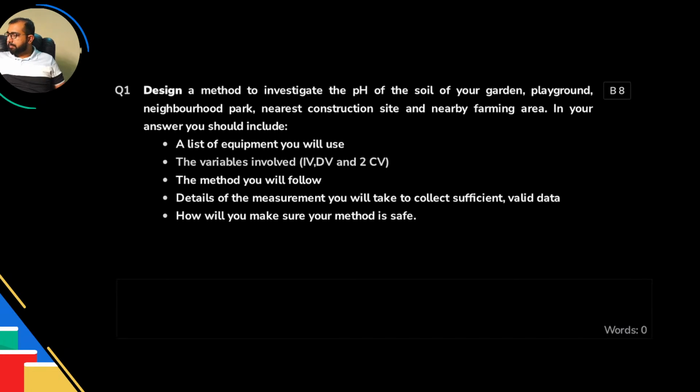Design a method to investigate the pH of soil of your garden, playground, neighborhood park, nearest construction site, and nearby farming area. We have 5 places that we need to visit. So of course, this is your variable. This is the place where you get the soil samples. In your answer, you should include a list of equipment you will use.